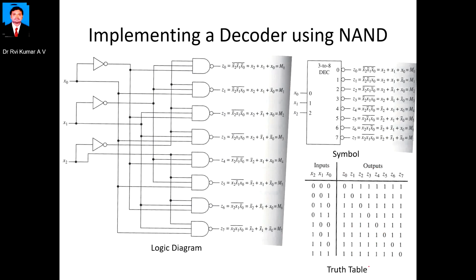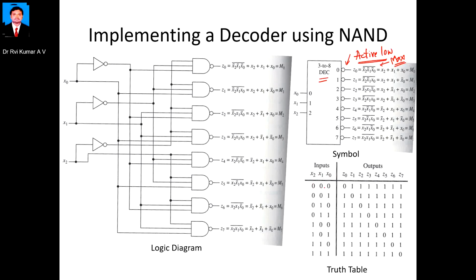So next we are going to implement the decoder using NAND gates. Here we will consider a decoder having active low outputs. Active low output means I am getting the max term here, which is the inversion of the min term. So I'm getting the max term.